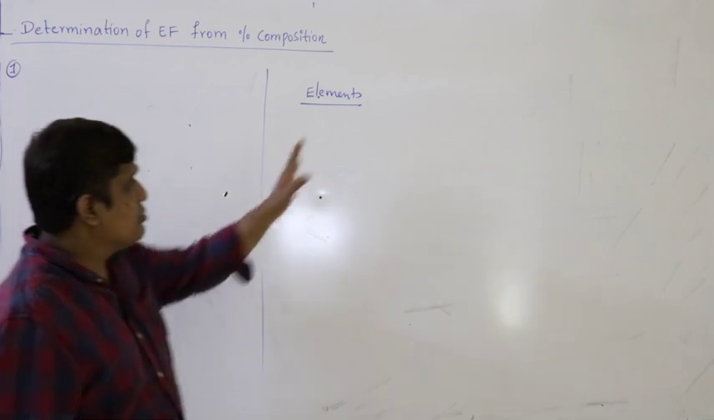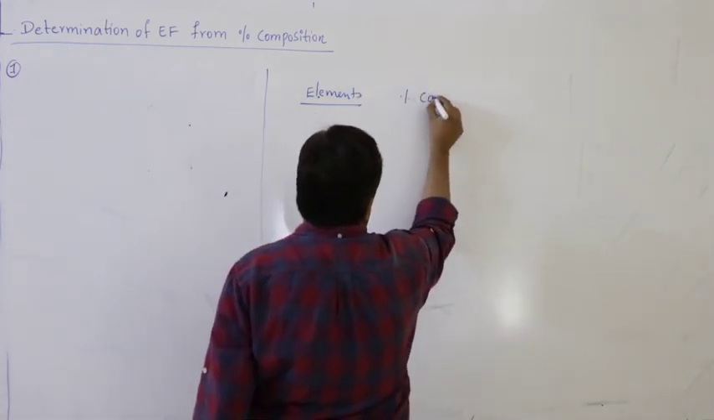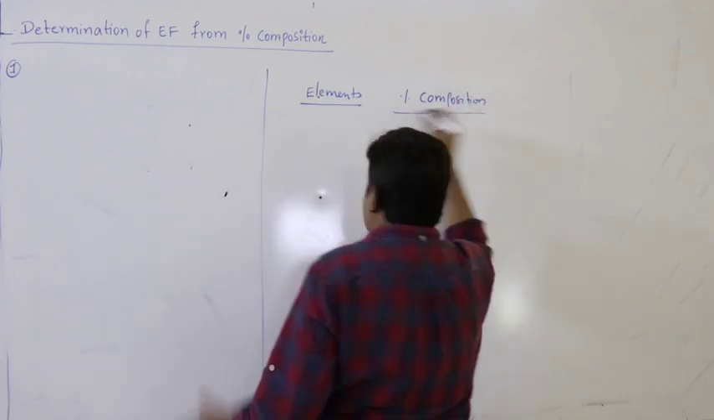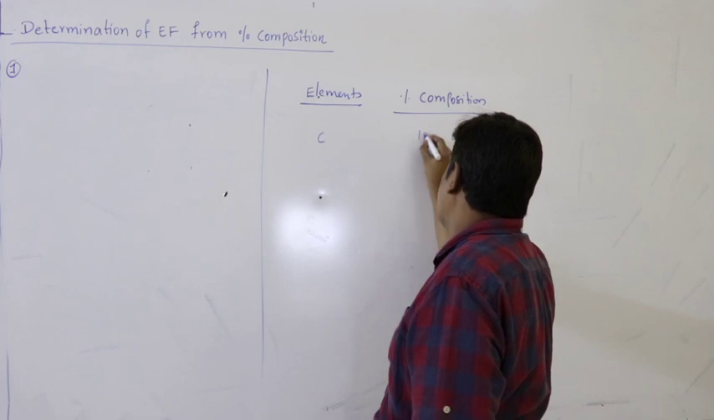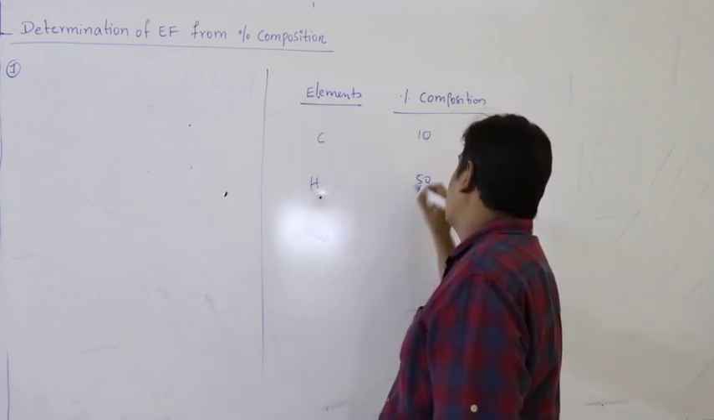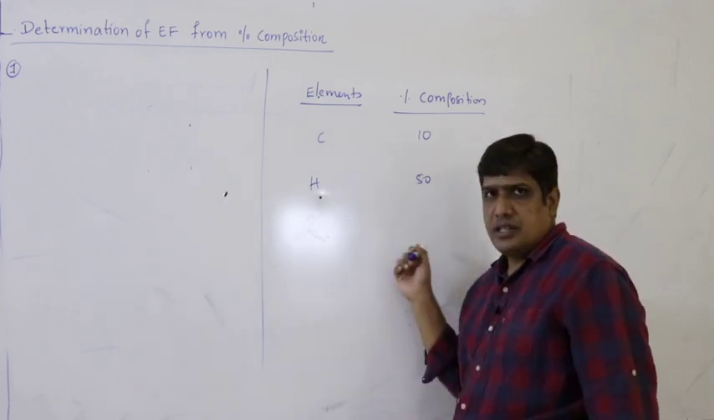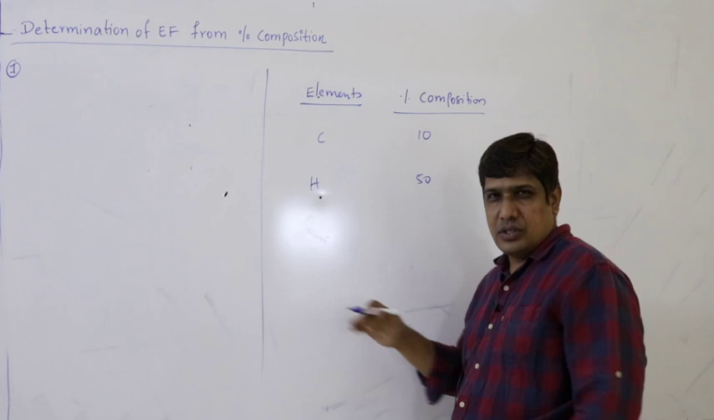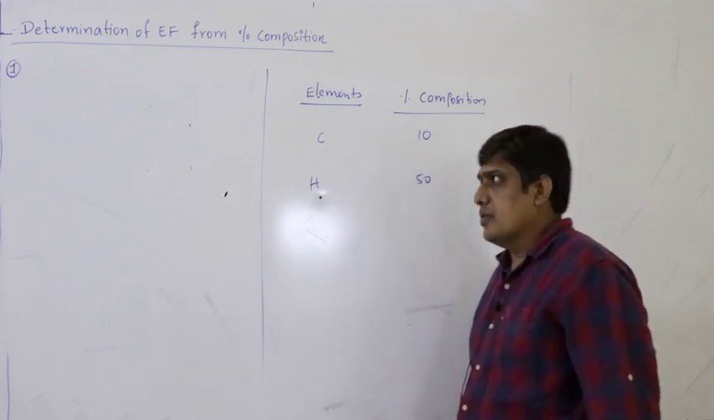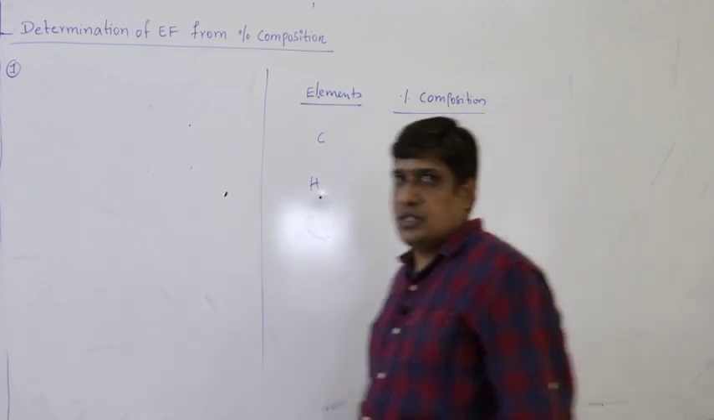Then write the corresponding percentage composition. This will be given in the problem. 10% of carbon, so write C here 10. 50% of hydrogen, write 50. Like that. 20% of nitrogen or 15% of sulfur, corresponding elements may be given. So write the symbols of the element, write the percentage composition.